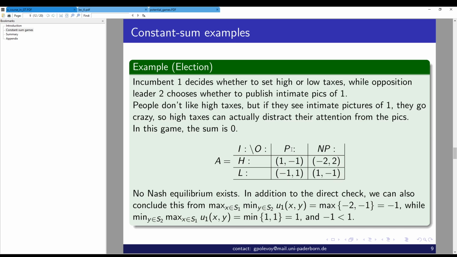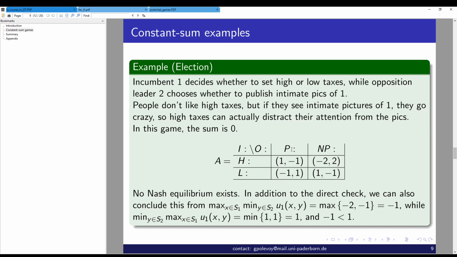So let us look at the following game. I call it the election game. It's not the election game we saw before, but it's another election game in which we have an incumbent president. Let's call that guy player 1. Before the elections, he decides whether to set the taxes at a high or a low value.